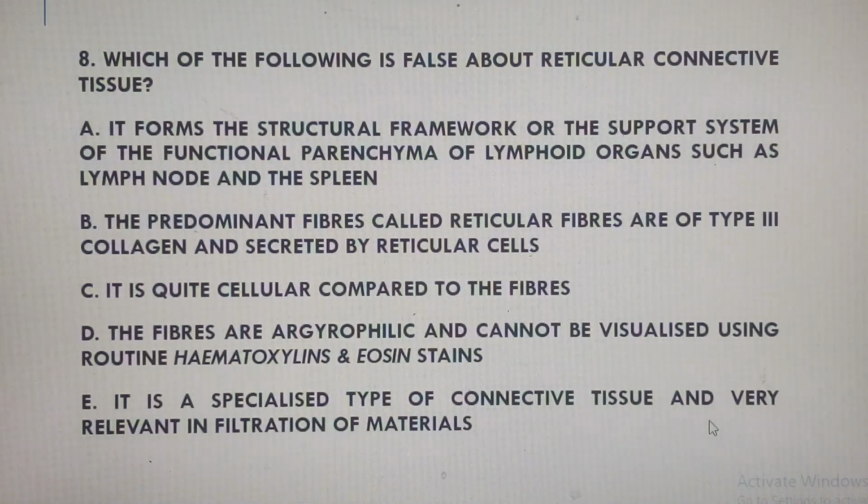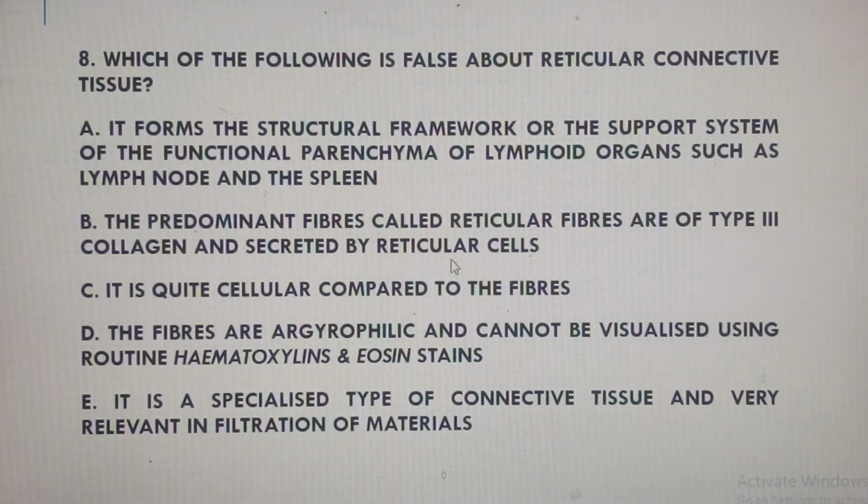Option B says the predominant fibers called reticular fibers are of type 3 collagen and secreted by reticular cells. Yes, that's a very true statement. There's a special type of fibroblast which we call reticular cells, though some people say reticulocytes. But talking about reticulocytes brings confusion, because in the development of the mature erythrocyte, the penultimate stage is the reticulocyte. So I prefer to call them reticular cells.